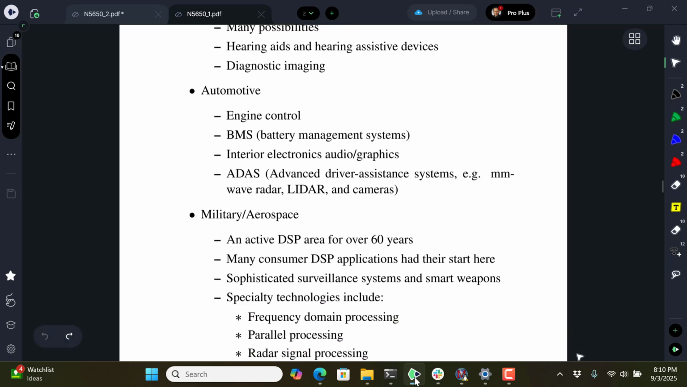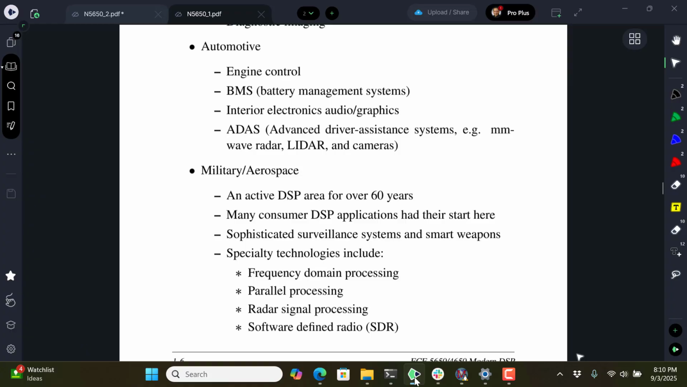In automotive, we have engine control, which has been in existence for a long time, but now with the advent of electric vehicles, we have battery management systems. Dr. Platin Trimboli in the department work in that domain. Interior electronics, audio and graphics is also a big thing. And the number 4 on the list is probably one of the biggest, moving very quickly, is ADAS, Advanced Driver Assistance Systems. That's based off of millimeter wave radar, LiDAR, and camera systems.